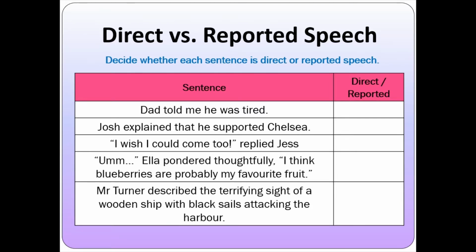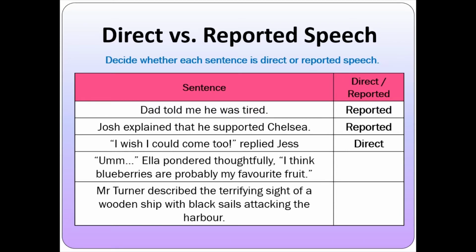Okay then, so decide whether these ones are direct or reported. Dad told me he was tired. Reported, of course. Joshua explained that he supported Chelsea. Reported. "I wish I could come too," replied Jess. Again, notice the speech marks there, so therefore it is direct speech.